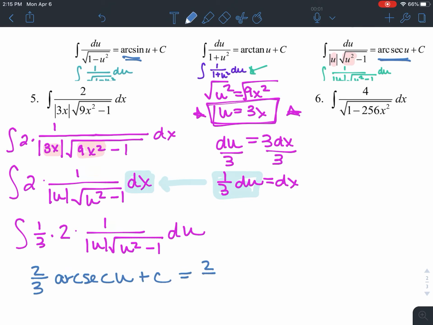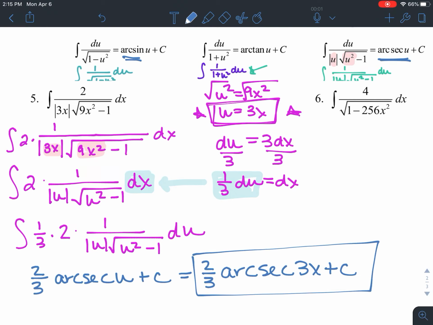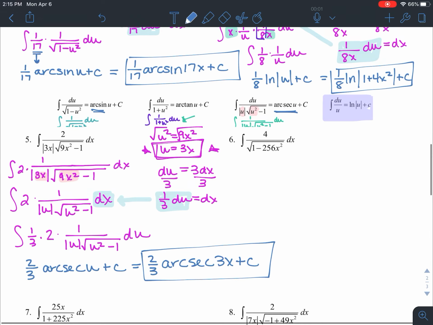Now let's sub back in our u values. Arcsecant of u, which our u was just 3x plus c. And you are done. Looks good.